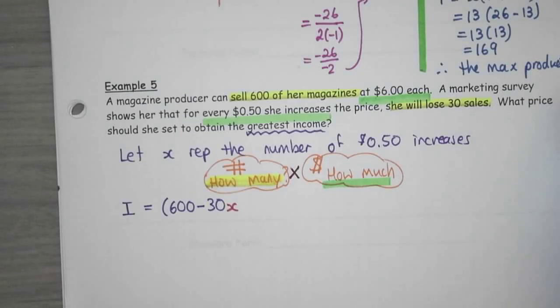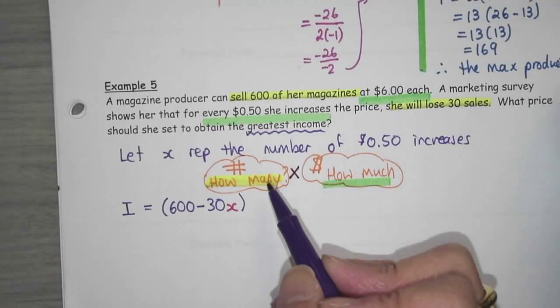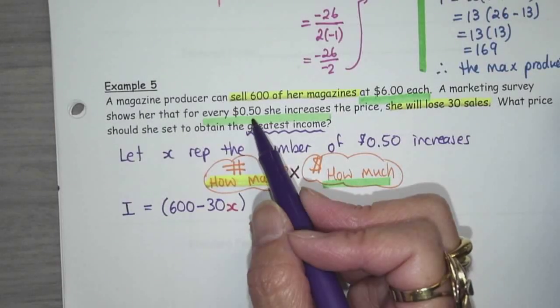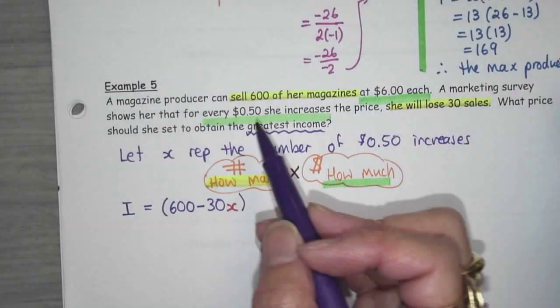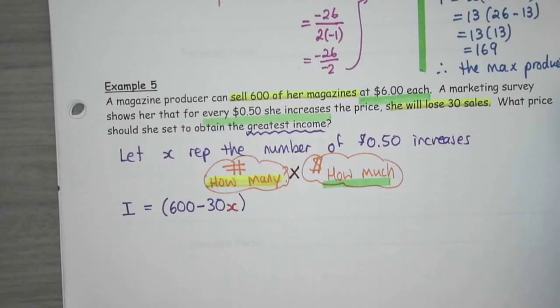So 30x, it's how many of these 30s? 30, 30, 30. Is it always going to be 30? No. I could do half, so 25 cents, and then it would be 15 sales. So it doesn't have to be exactly 30. It could be half of that, so it would be 15 sales, etc.